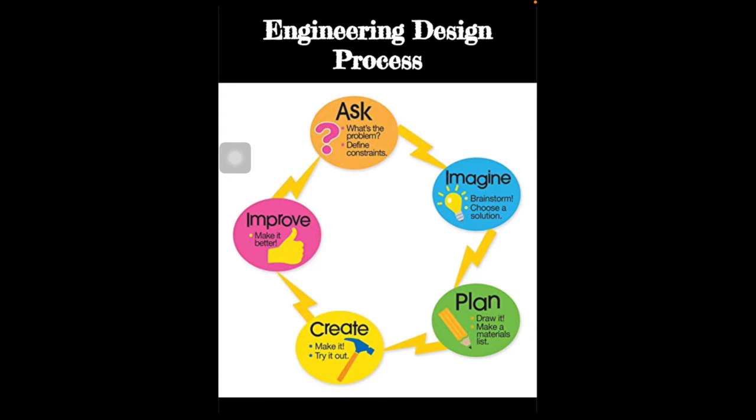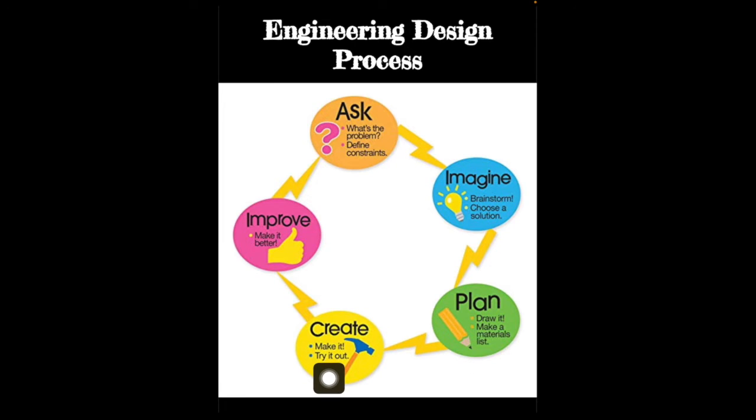Now let's talk about all the steps of the engineering design process. So look at this first one here that says ask. Do you recognize what that is in pink? Did you say question mark? Yes, we are asking questions like what's the problem? Then down here that word says imagine, or we brainstorm. We think up all different types of possible solutions that could solve that problem. Down here, plan. We draw it and make a material list.